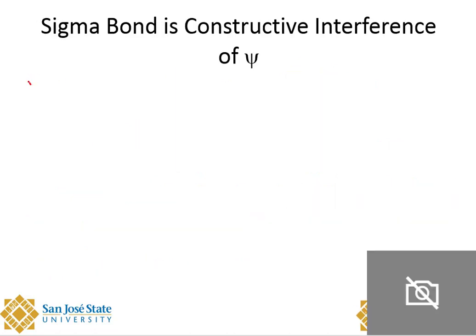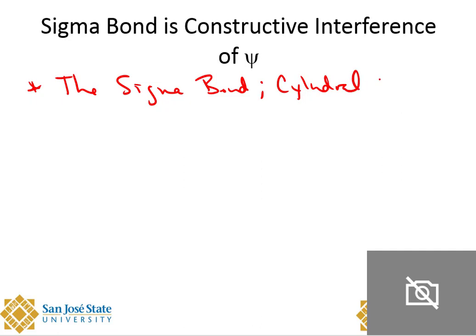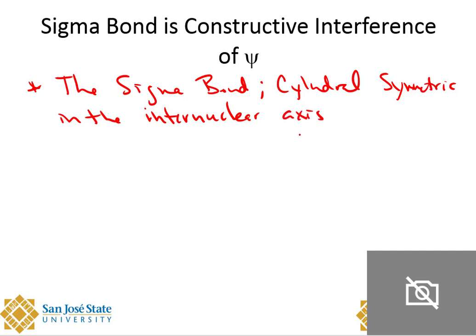This constructive interference is the sigma bond. The sigma bond is a cylindrical, symmetric overlap in the internuclear axis. And if we wish to depict this, well, we've got HA, we've got HB.